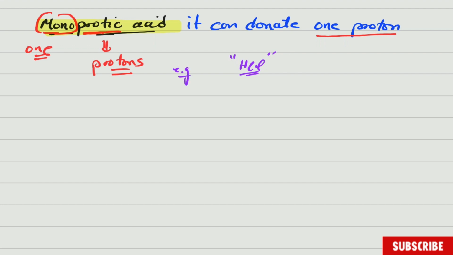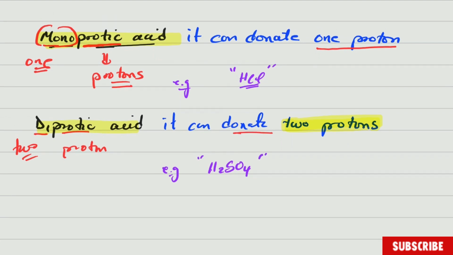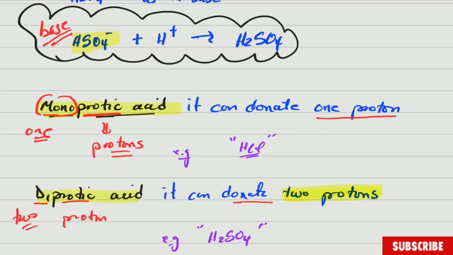Now there is also a diprotic acid, and in diprotic acid, protic is still coming from protons, and di means two, so it can donate two protons. So a diprotic acid is an acid that can donate two protons. That is important here. It donates two protons. An example of a diprotic acid is sulfuric acid, H2SO4. This acid donates two protons, and previously we learned those steps in terms of donating protons.